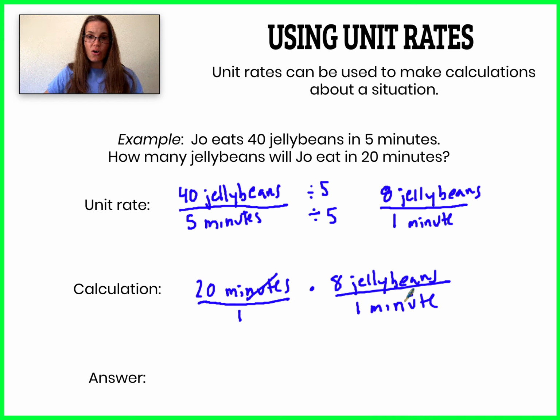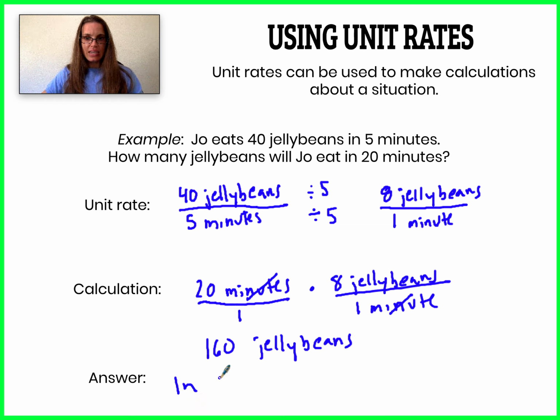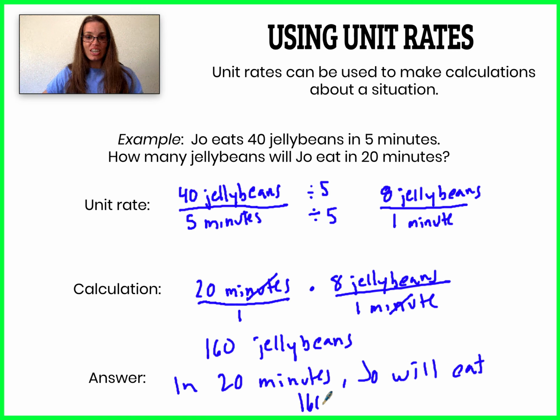The unit, minute over minute, cancels. So now I'm going to be left with a unit of jelly beans. So 20 over 1 times 8 over 1 is just 20 times 8, 160. Minutes have canceled, 160 jelly beans. My answer then is, in 20 minutes, Joe will eat 160 jelly beans.